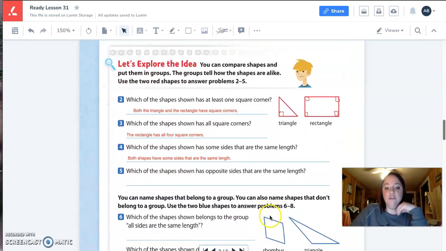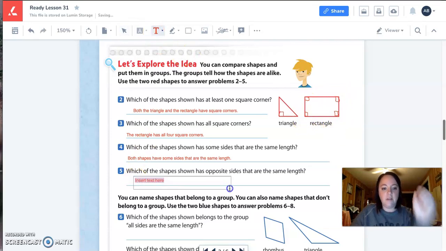Which of the shapes shown has the opposite sides that are the same length? If you said rectangle, you are correct, because this side is equal to this side, and this side is the same as this side. The rectangle has opposite sides that are the same length.